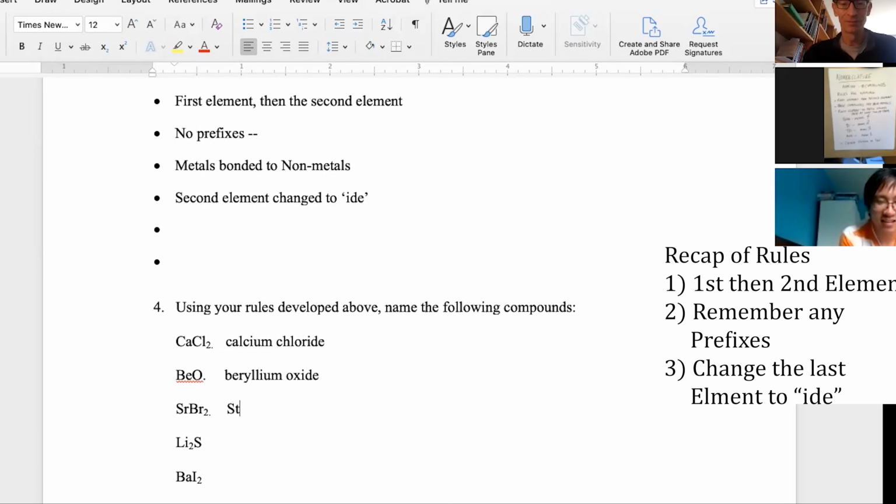SR is strontium. And BR is bromine. And so I'm going to call this one strontium bromide. And the reason I know that is because strontium is a metal over in the left-hand side, group number 2, and bromine is a non-metal in group number 17 or 7, depending on which system we're using at any particular time. So we can use our rules and we can name those compounds.